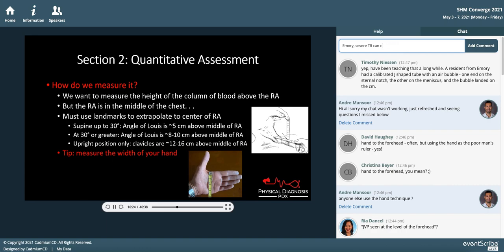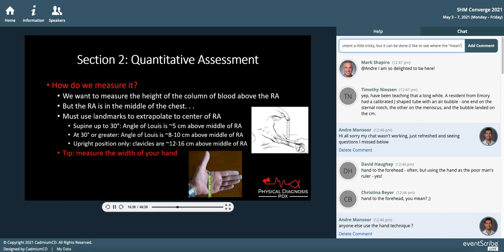Sometimes the top of the column is above the top of my hand, so then I would add my left hand, sort of stack it on top. Imagine the top of the column is a hand and a half above the angle of Louis. Well, then that would be 12 centimeters for me, plus 5 is 17 centimeters of water, and that's how we measure the JVP at the bedside.